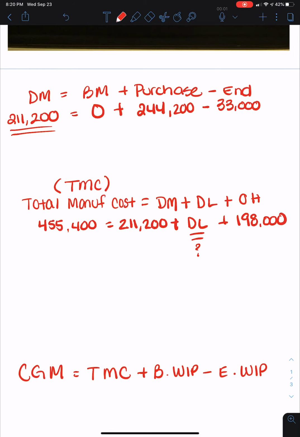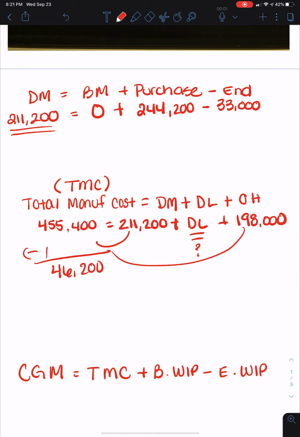All right. Now we have everything we need to find out what the direct labor is. We're going to go ahead and remove this and this from 455, which should give us 46,200. This should be our answer to this particular problem.